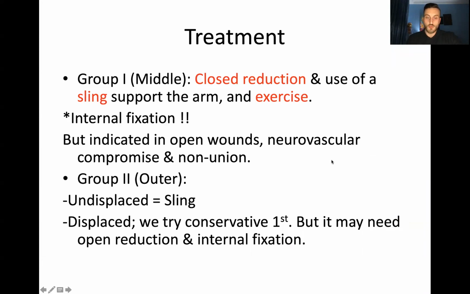For treatment, close reduction, okay, and arm sling. Then after 2 weeks, you start to do exercises. Sometimes you have to do internal fixation. So what are the prerequisites for internal fixation? Most important one is displacement. If the fracture is very much displaced and it's not being reduced by close reduction, you have to go for internal fixation sometimes.